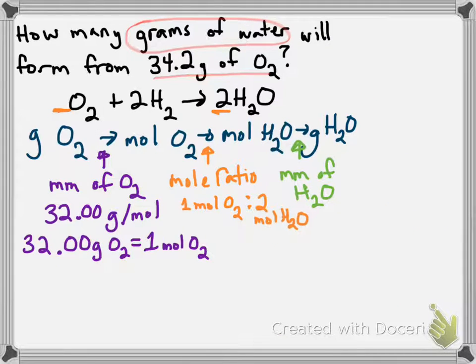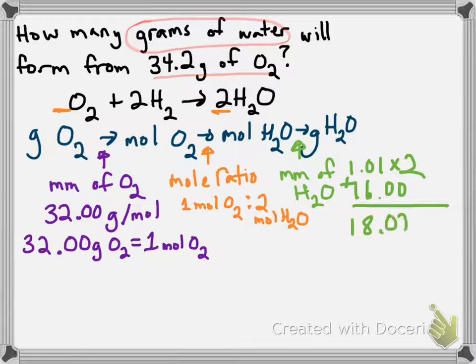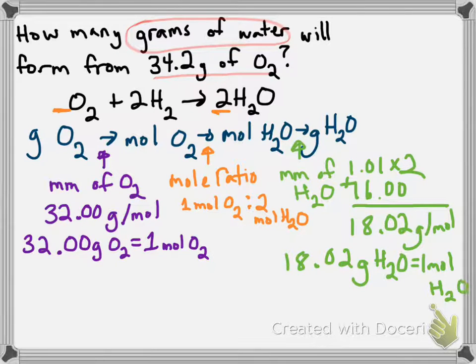And lastly, I need my molar mass of water. So that's 2 H's. So that's 1.01 times 2 plus my oxygen, which is 16.00. So that's going to give me 18.02 grams per mole. And again, another way of writing this is 18.02 grams of water equals 1 mole of water. So I have all the information I need, and now I can just set it up.